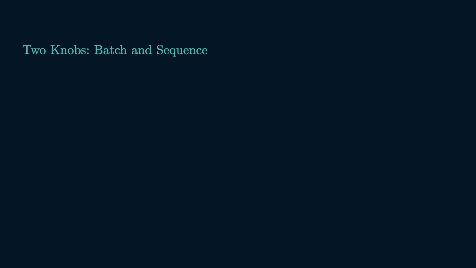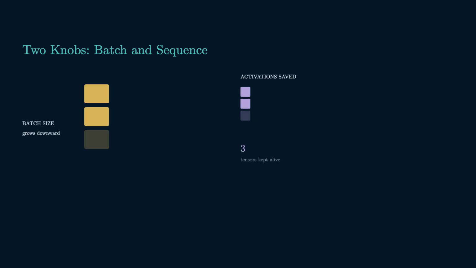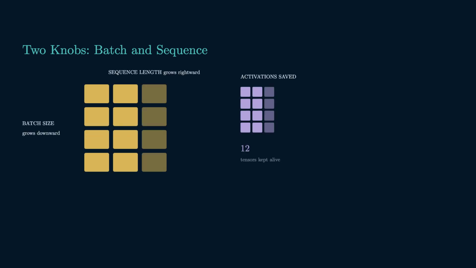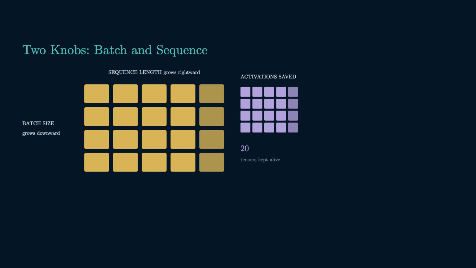Two knobs matter here. Batch size is how many examples run together, and sequence length is how many token positions are in each one. Both of them multiply how many intermediate values have to stay alive, waiting for the backward pass to come collect them.